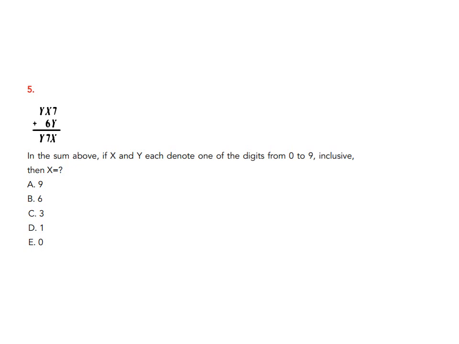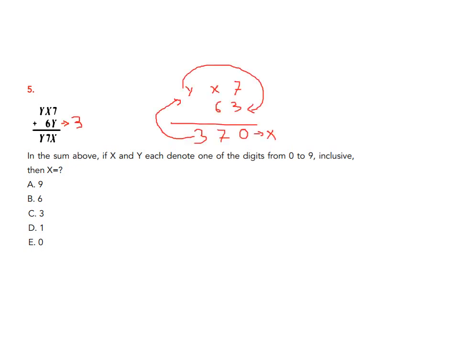This question provides a summation. So in the sum above, if x and y each denote one of the digits from 0 to 9 inclusive, then x equal to what? In this case, we need to use our guesses. Say y equal to 3, so 7 plus 3 equal to 10. We put 0 and keep 1 in our hand. 6 plus 1 equal to 7 and y equal to 3. So 370 and hence x equal to 0.